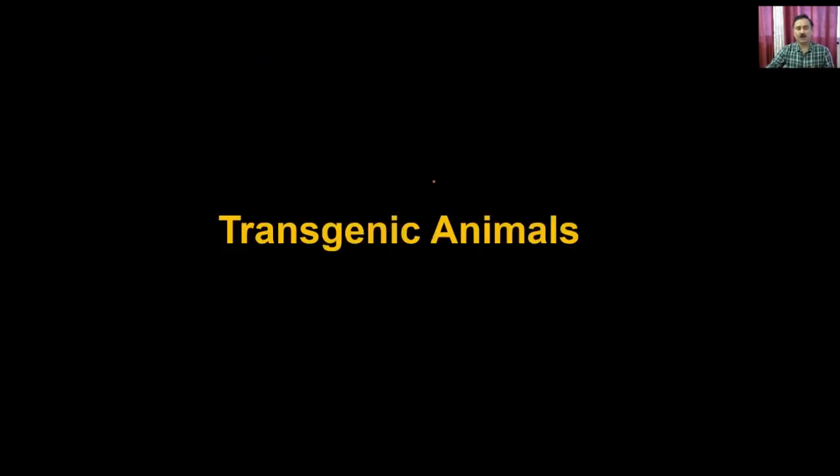So if you recall, we discussed the definition of transgenic animals. Transgenic animals are the animals which are carrying a foreign gene from a distantly related organism. For example, a rabbit may be carrying a gene from a human or a dog, and those animals are called transgenic animals.